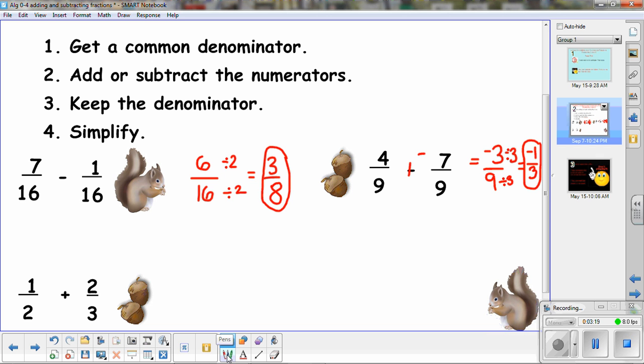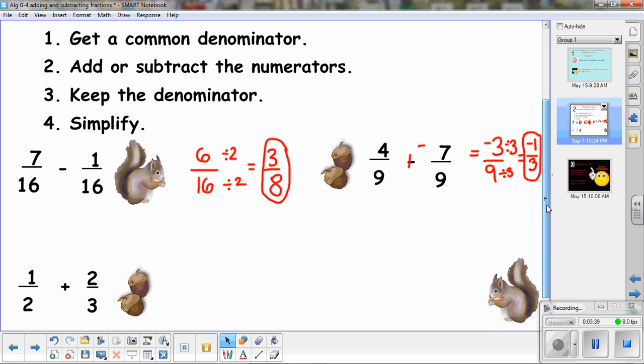In our next example, we have two different denominators, so we need to get a common denominator. We need to think about what number 2 and 3 will divide into evenly. 2 and 3 both go into the number 6, so I'm going to rewrite these fractions with 6 in the denominator.